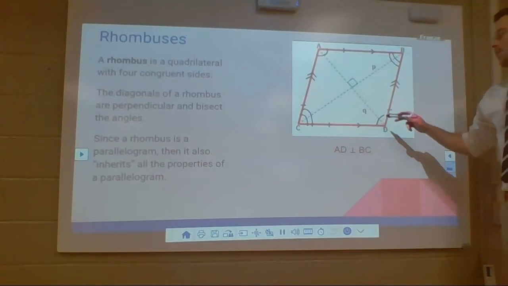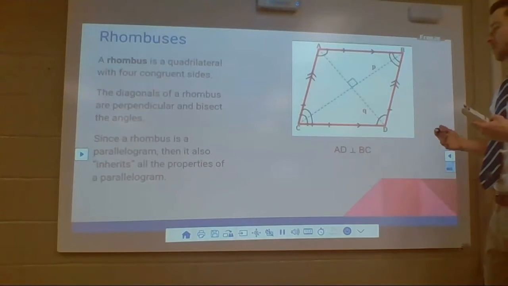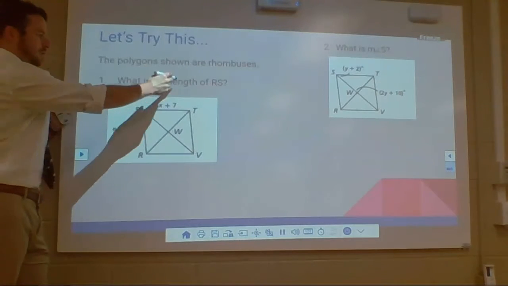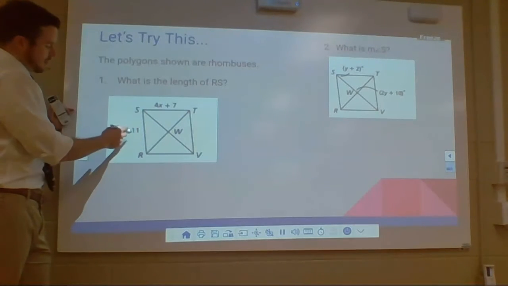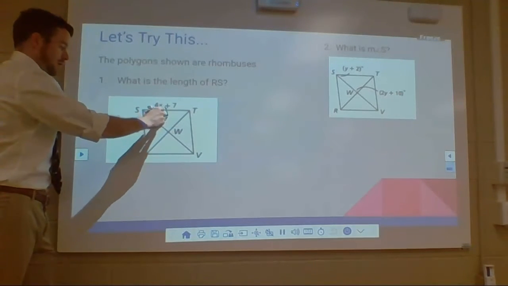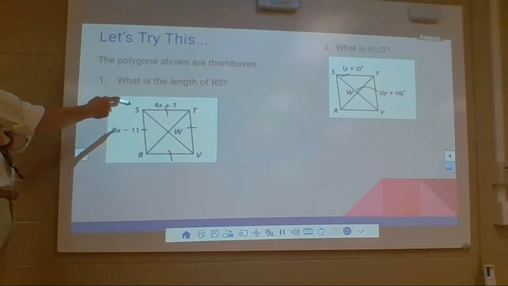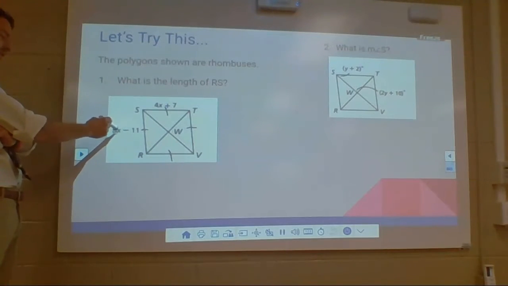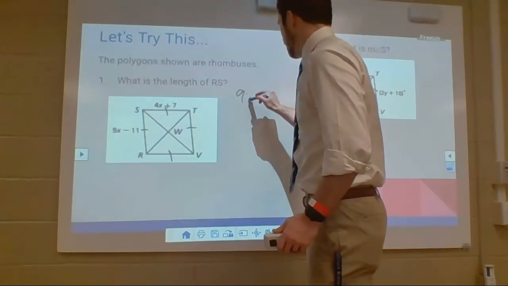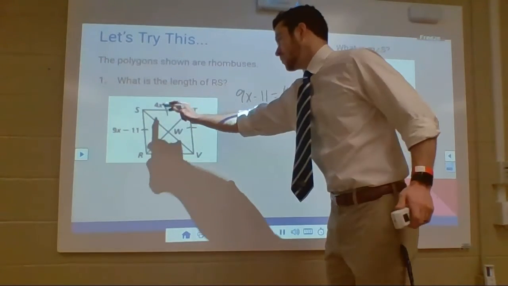And those angles are bisected. They're cut in half. Remember, a rhombus is a parallelogram, so it also inherits all the properties of a parallelogram. So we're looking for the length of RS, and we know that the sides of a rhombus are congruent, right? So all four sides are congruent. Well, in order to find the length of RS, we need to find the value of x. Well, we can just say 9x minus 11 equals 4x plus 7, since those are congruent.